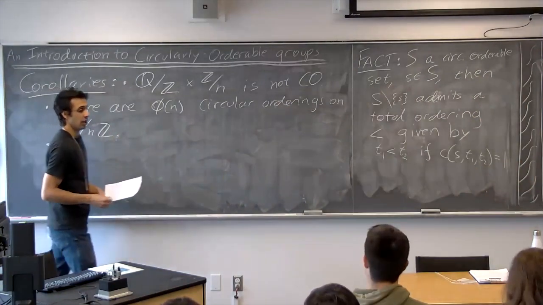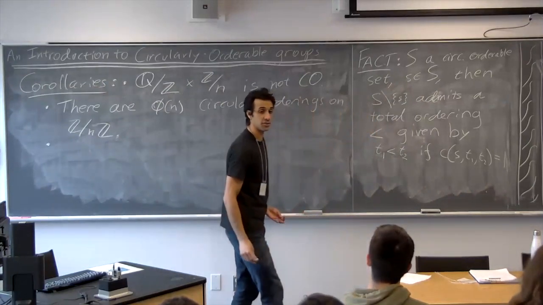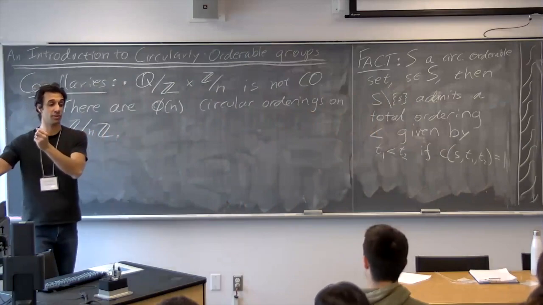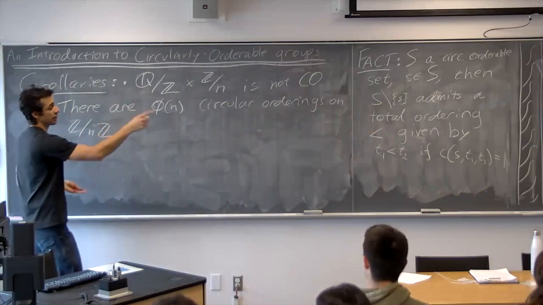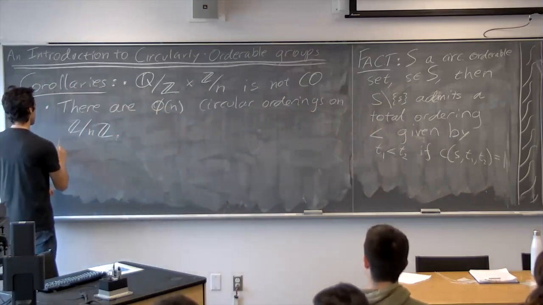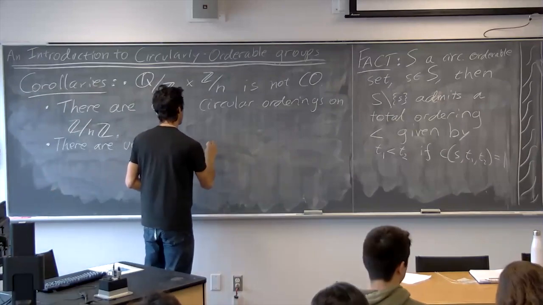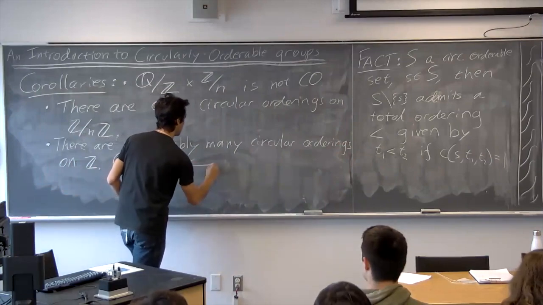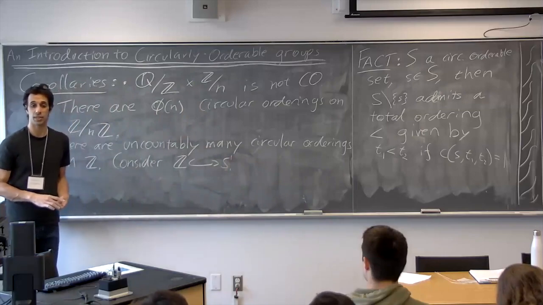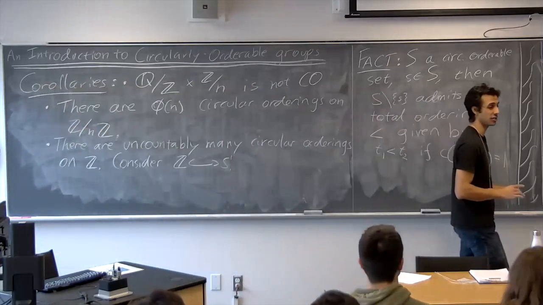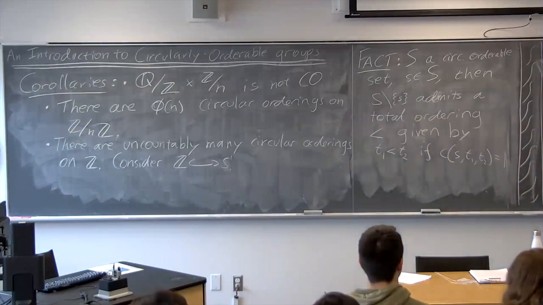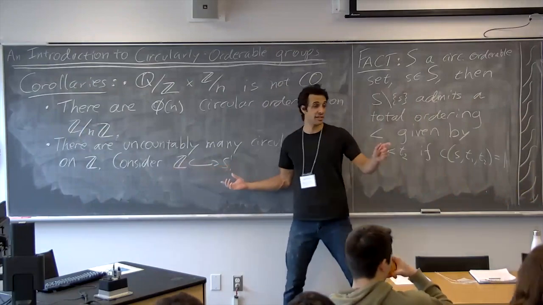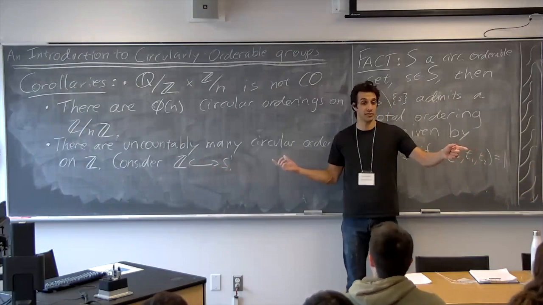Here's a fun one. I don't know if this was explicitly stated in Adam's course, but it's certainly true. With Z, there are two left orderings. We either have the positive cone be the positives or the negatives. But the exercise about injectivity actually tells us that there are uncountably many circular orderings. How do we see this? We consider embeddings of Z into S1. You can pick a generator of Z to be your favorite irrational rotation. And you have to do a little bit of work to show that any two distinct irrational rotations give rise to distinct circular orderings. In fact, this is very closely related to the argument Adam gave about there being uncountably many distinct left orderings on Z cross Z.